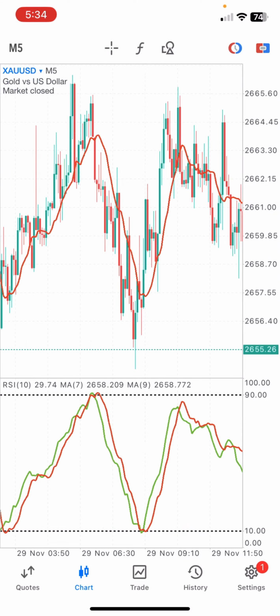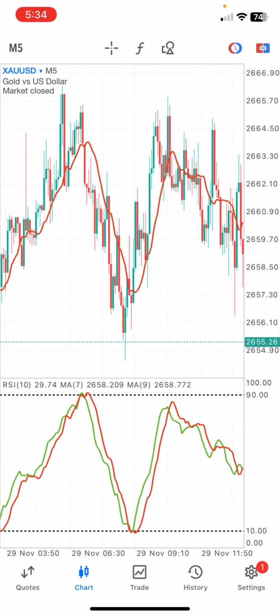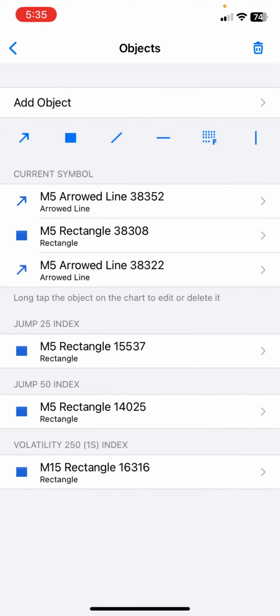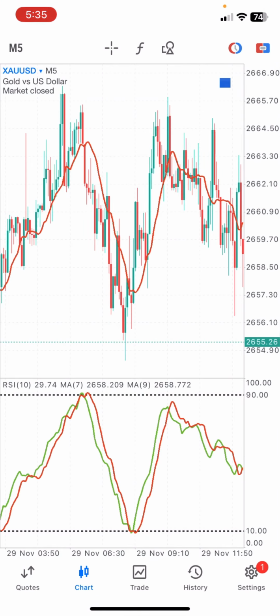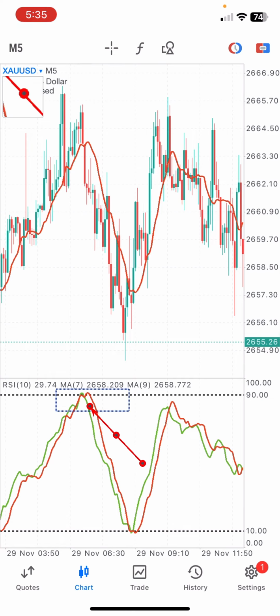Now for a sell signal, this is what we are expecting: to see both moving average lines come and touch the 90 level. When they touch the 90 level, we are expecting the crossover to happen, which means the green line needs to cross below the red line right at the 90 level.